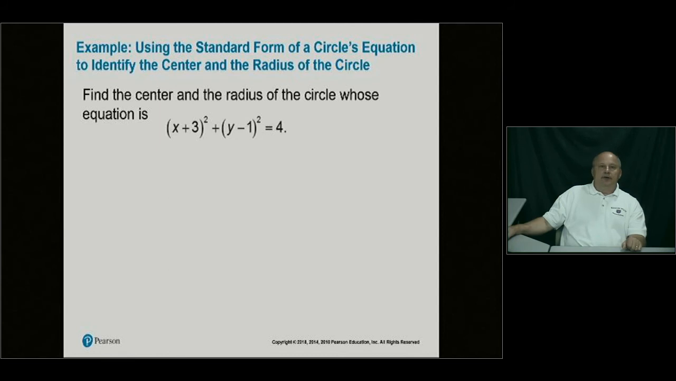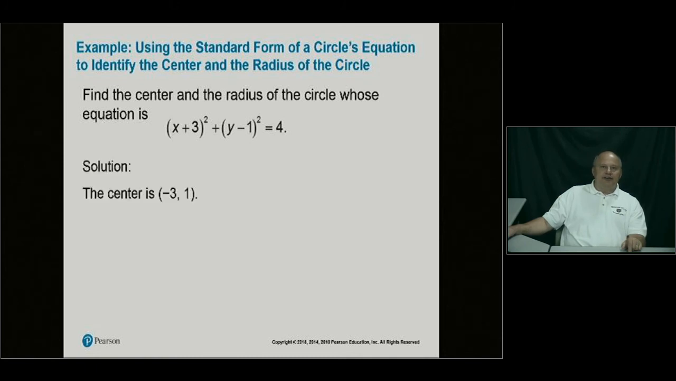All right. So, example: using the standard form of a circle's equation to identify the center and the radius of the circle. Find the center and the radius of a circle whose equation is in this form. This one's a piece of cake, because it's already in standard form. So you can identify the h, the k, and the r squared.